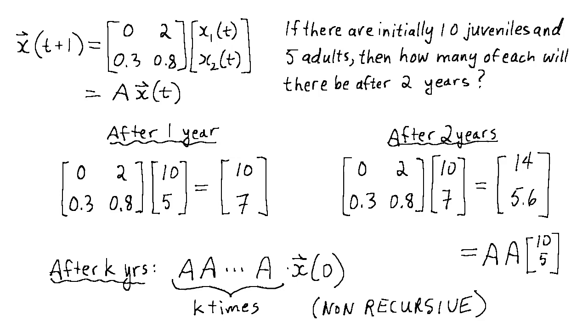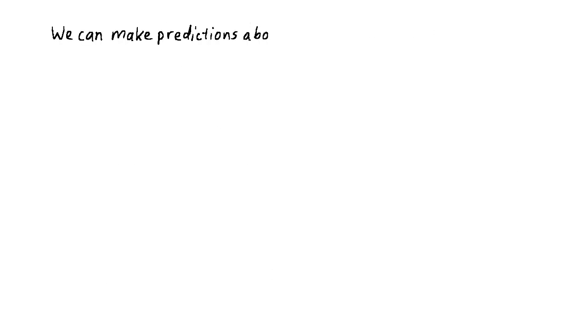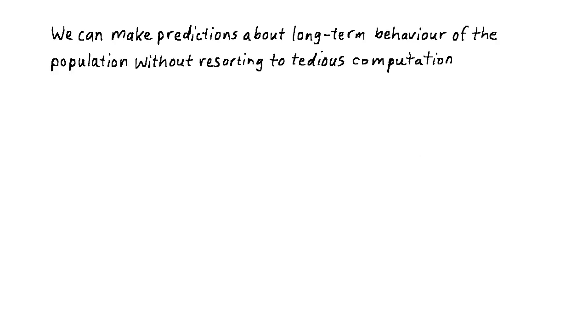But even in this non-recursive form, it's difficult to judge if population growth, like the kind we've observed in this example, will be sustained over the long term. This brings us to our next point. It turns out that we can make predictions about the long-term behavior of the population without resorting to tedious computation. In a way, you'll be more easily convinced of this point after you watch later videos. But I can still present some supporting evidence using the mathematics we've discussed so far.